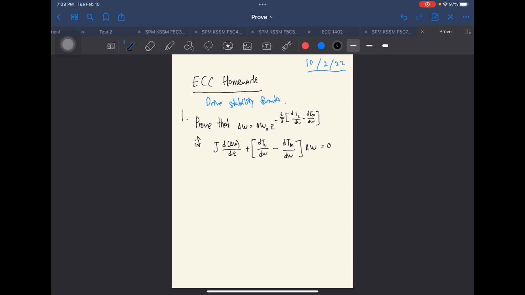Today we are going to prove the drive stability formula from halfway. This was a homework given by my lecturer last week, so without further ado, let's see the question.